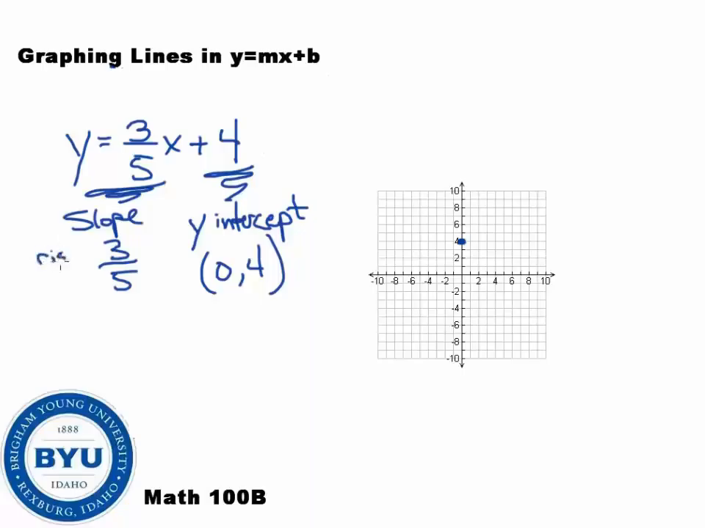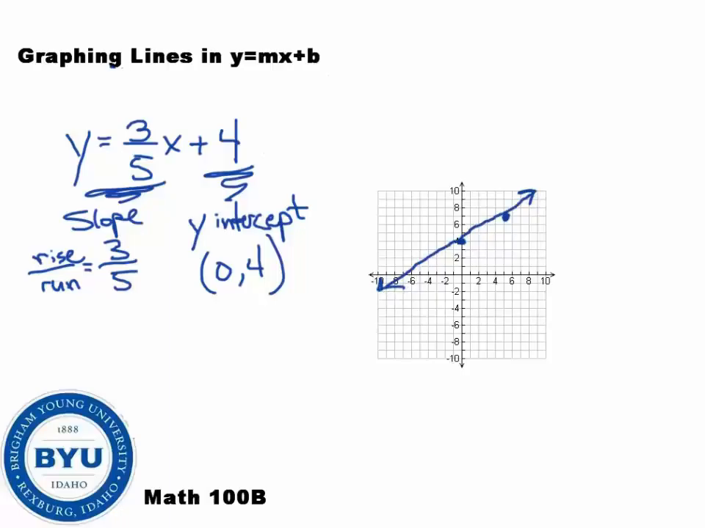Again, slope is rise over run. So this tells me to rise 3 and run 5 from my y-intercept. So I'm going from my y-intercept. I'm rising 3. 1, 2, 3. And I'm going to run 5. 1, 2, 3, 4, 5. And I connect the lines. That's it. That's how we do those types of problems.